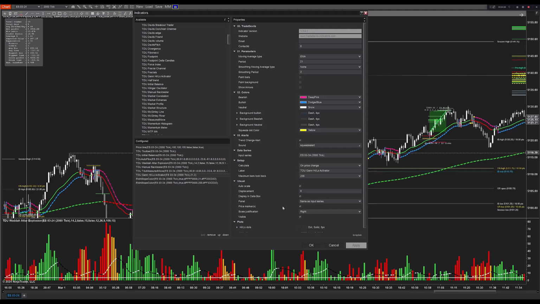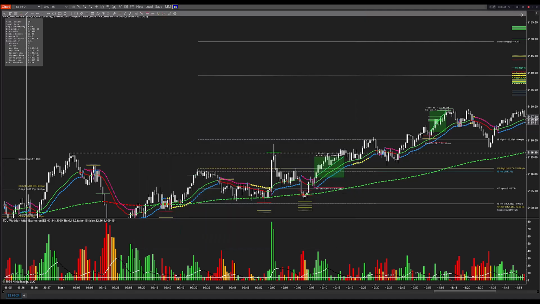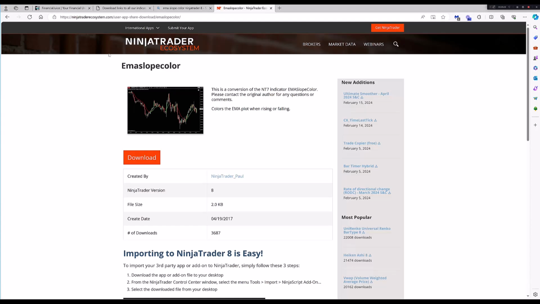Now, if I close this here, because I've got it twice, let me bring this over here. Okay, I guess I have to do it this way to show you this. So I'm over on the NinjaTrader ecosystem. If you just put EMA slope color in the search bar, which I use because I don't want just an EMA, I want the color change. I think you'll find that will be an assist.